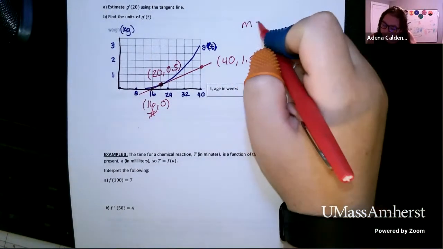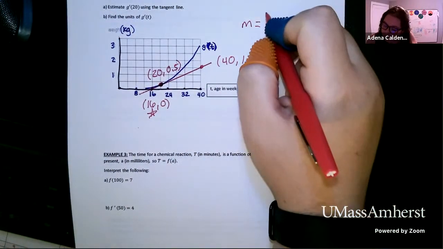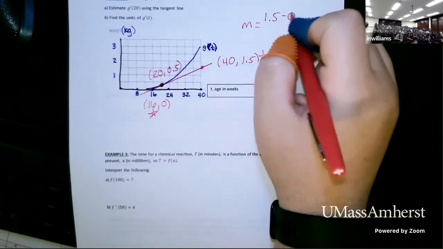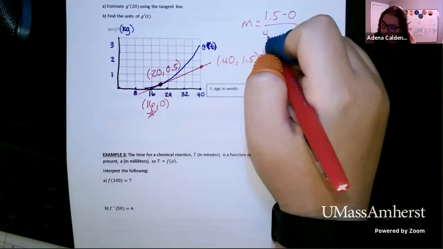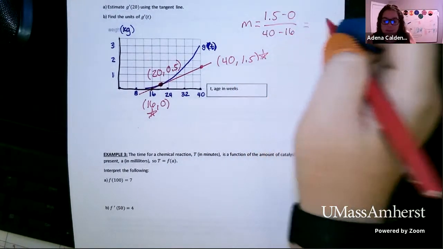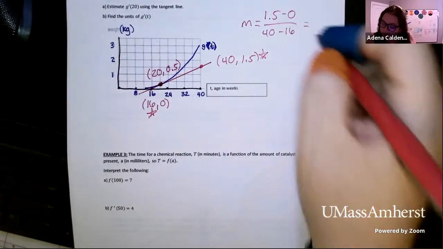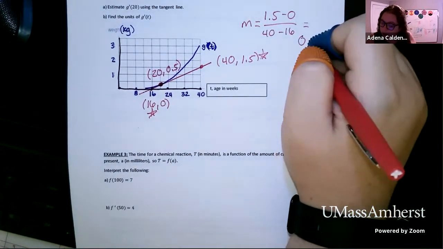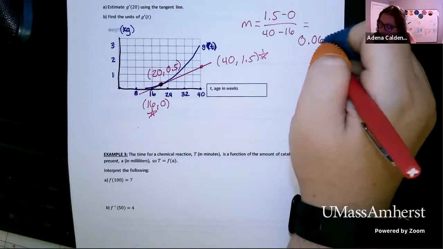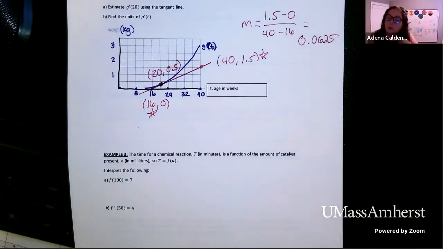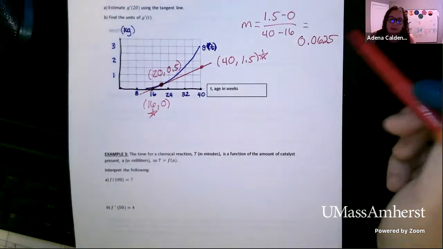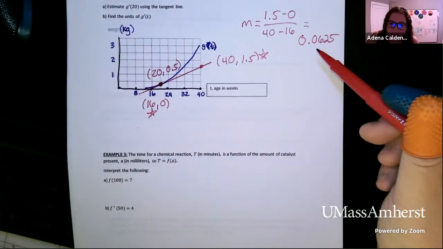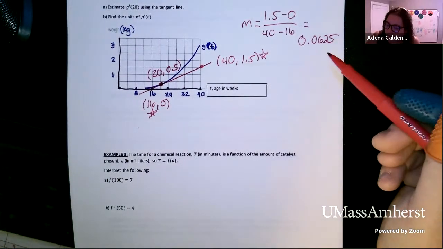So here, the slope is the change in y over the change in x. So you have 1.5 minus 0 over 40 minus 16. And if you crunch that number, I just put it in my calculator, I got 0.0625. So that's the numerical approximation that I got. Yours should be similar. It doesn't have to be exactly the same. Maybe you got 0.08 or 0.04, something like that.